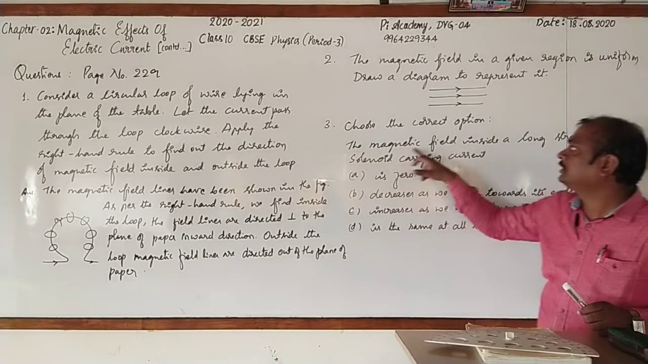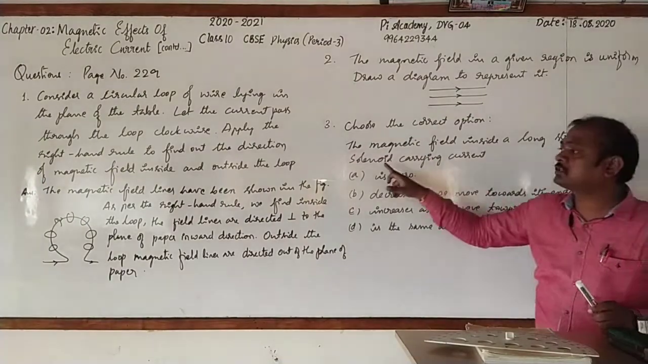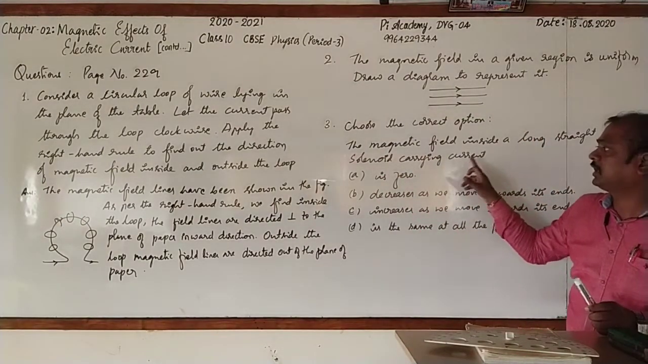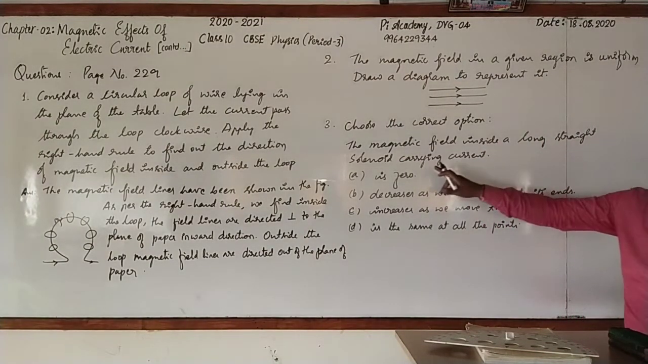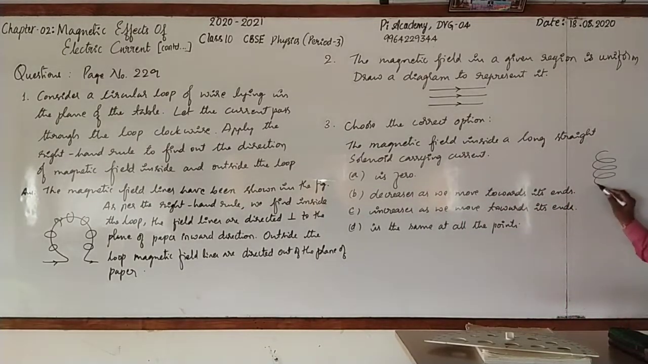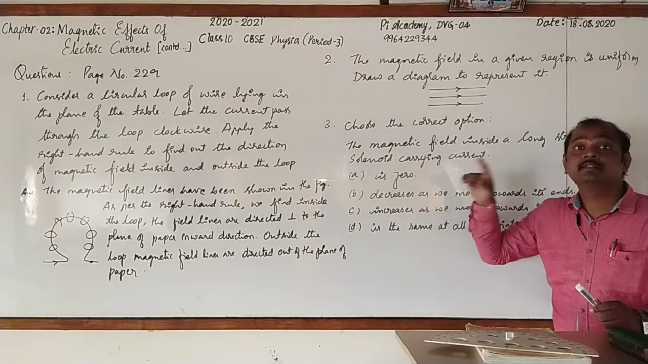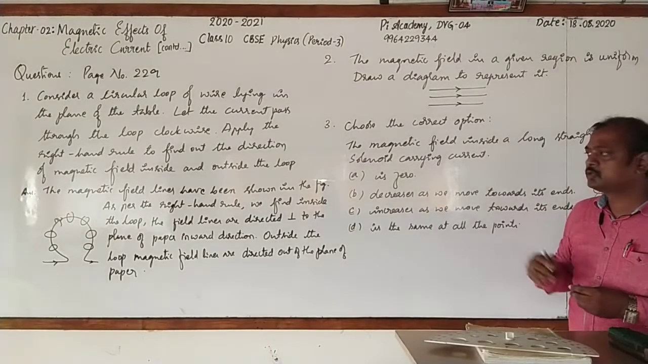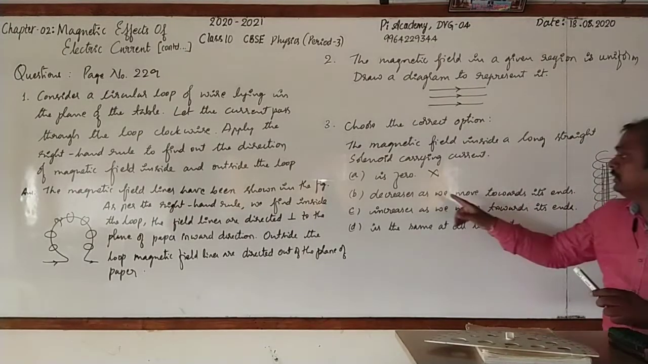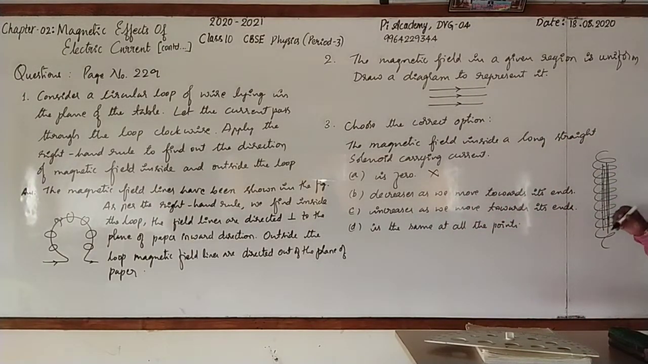The question is like this. The magnetic field inside a long straight solenoid carrying current. Here I am drawing that. This is the solenoid. What happens to the magnetic field inside it? Is it zero? No. We know that field strength is the same at all the points inside this solenoid. Clear? So it cannot be zero. Then, decreases as we move towards its ends? No. Only at the ends it will decrease.